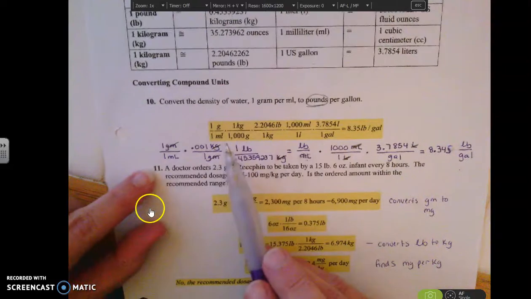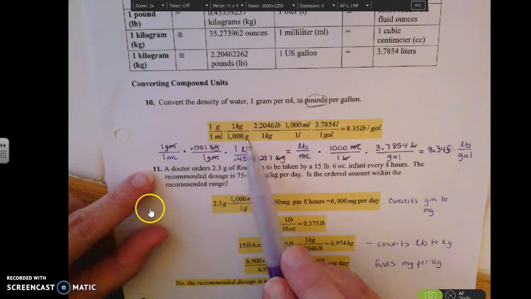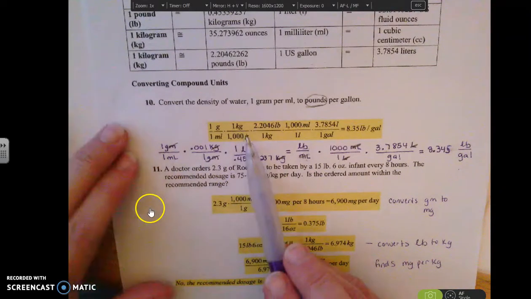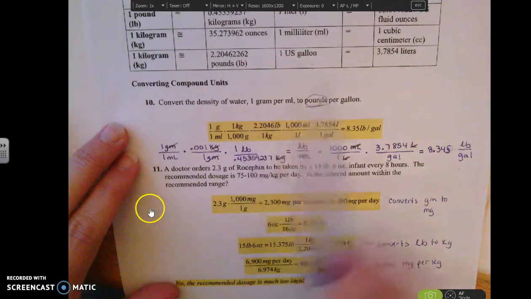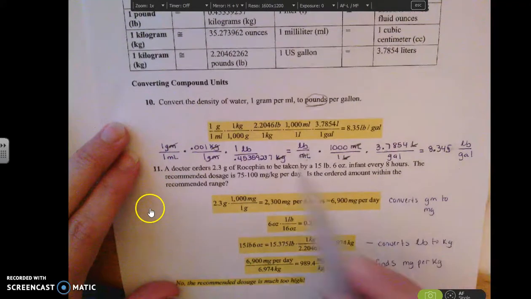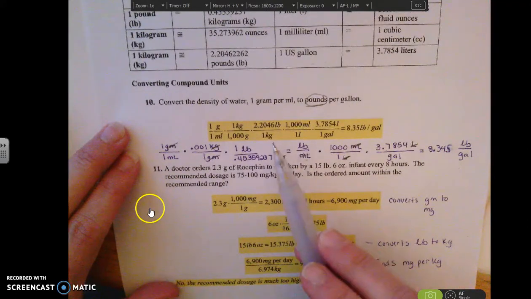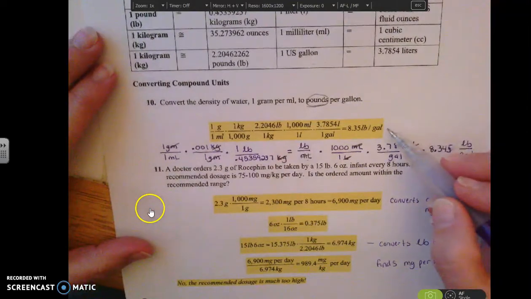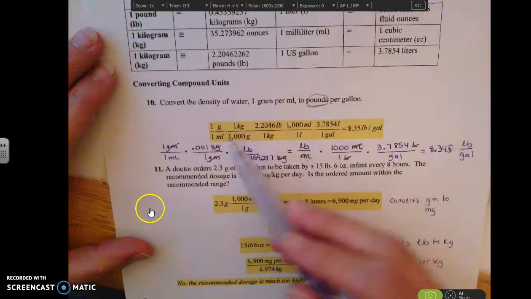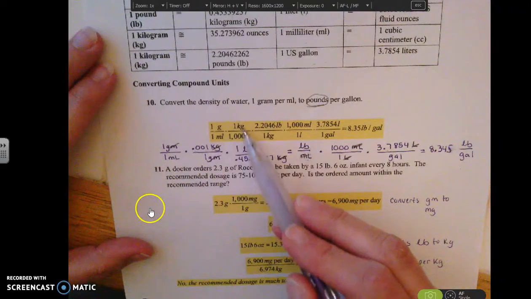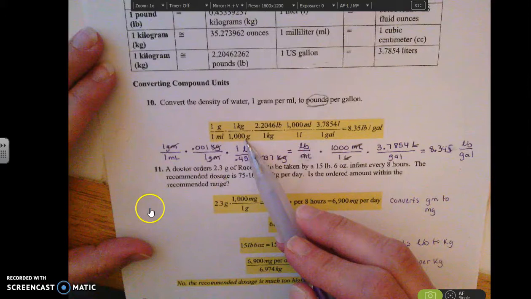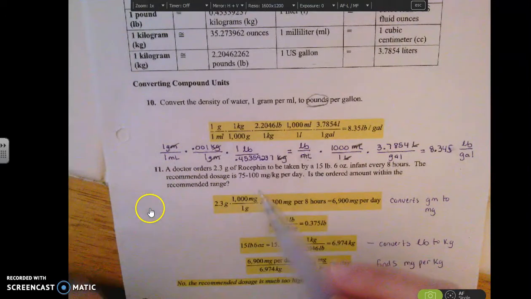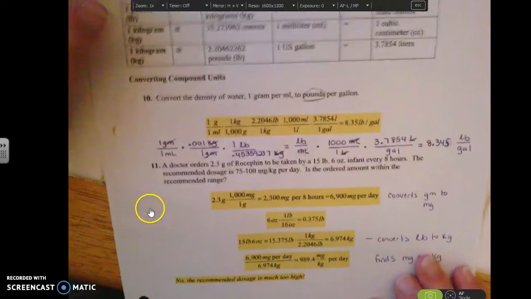So you can also do it the way they have here. The only thing that I didn't like about this as much is that they were using some conversions that weren't in the chart. So there were things that maybe you have to know and you may or may not know. So it's up to you. If you understand this conversion and you understand things like 1 kilogram equals 1,000 grams, then you can use these conversions to help you out.